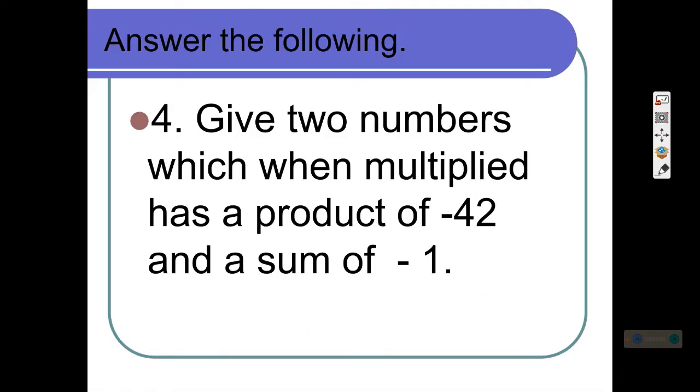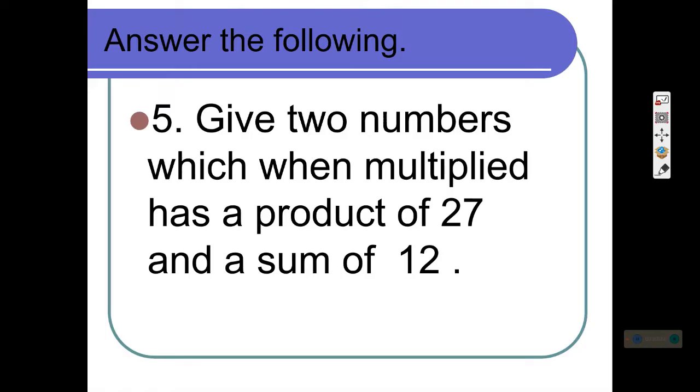Now, let's have number 4. Give two numbers which, when multiplied, has a product of negative 42 and a sum of negative 1. Yes, you should have negative 7 and positive 6, because negative 7 times positive 6 is negative 42 and negative 7 plus positive 6 is negative 1.